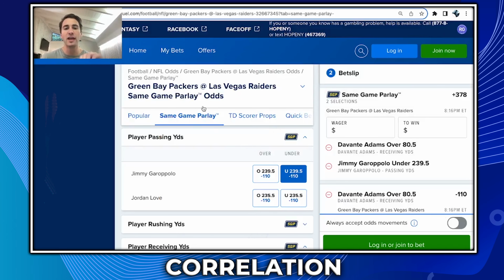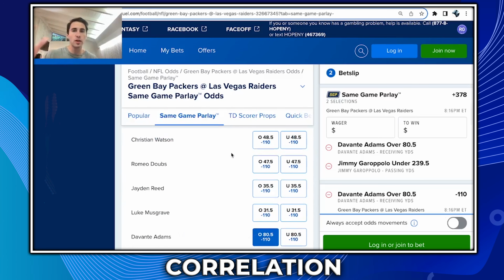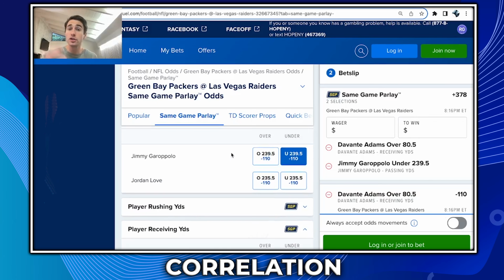So if we look at FanDuel Sportsbook, this is their little same game parlay tab where you can make parlays from the same game. You may be thinking, oh, I'll just do this on FanDuel. Nope, not possible. So imagine if I created a 2-leg parlay, Jimmy G under and Davante Adams over. This parlay comes out to plus 378 odds on FanDuel. So I'm betting 100 to win 378.56 in profit.